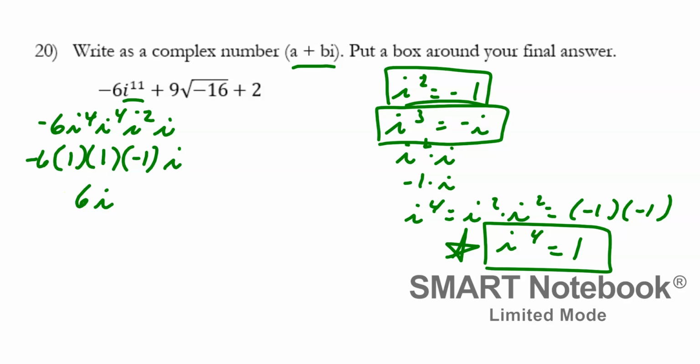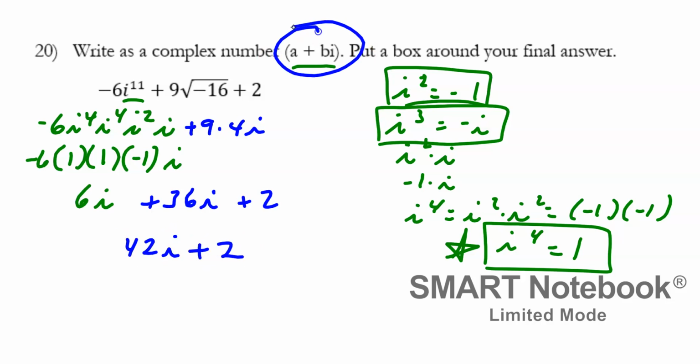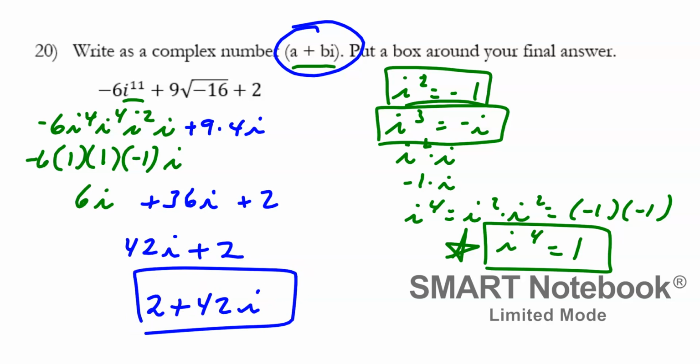The second part here, we have plus 9 times the square root of negative 16, which is 4i, so this is really plus 36i. Then we have plus 2. If we combine these like terms, we have 42i plus 2, but if we want our answer in a plus bi, it is real plus imaginary, so this would be our final answer.